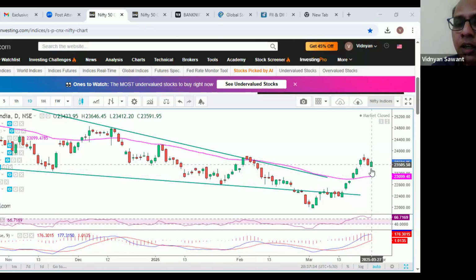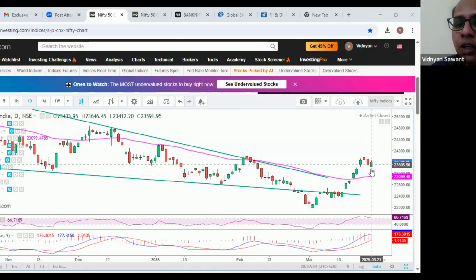22,700 will be the major support zone for the market in the medium term, and the immediate resistance zone for the market would be 23,800. This will act as a major resistance zone for the market from here on. If it sustains above this level, then Nifty will move towards 24,250 in the coming days. I'm talking about the next month view.